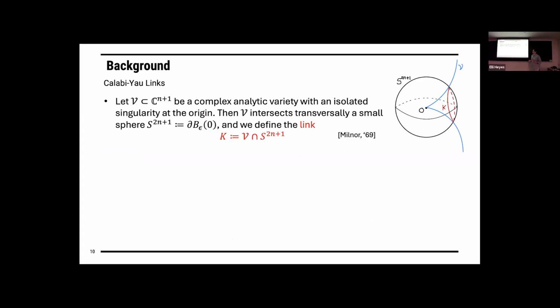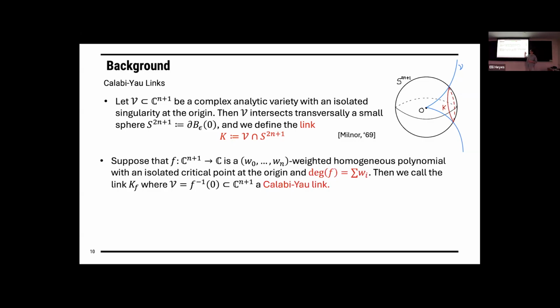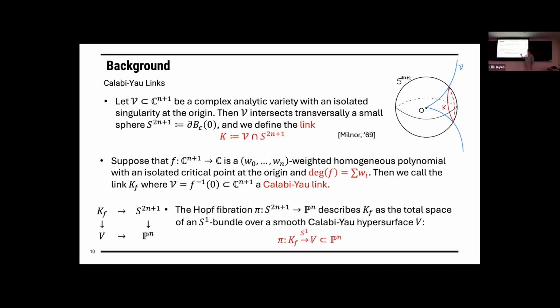Okay, so now I want to introduce to you a specific type of manifold that admits G2 structures, and these are Calabi-Yau links. In general, if you have some complex analytic variety with an isolated singularity at the origin, and you take the intersection of this variety with a small ball centered at the origin, then this is what we define to be the link. Suppose now that our complex analytic variety is defined as the affine hypersurface of some weighted homogeneous polynomial, such that the degree of the polynomial equals the sum of the weights. Then this is what we refer to as a Calabi-Yau link. This is because using the Hopf fibration, we can describe this Calabi-Yau link as an S1 bundle over some Calabi-Yau orbifold.